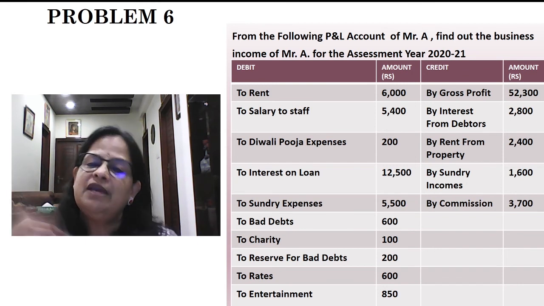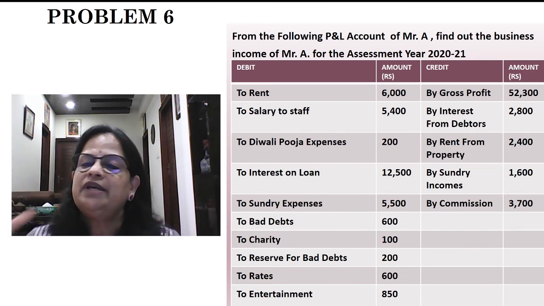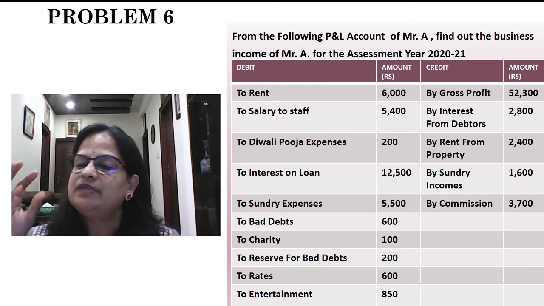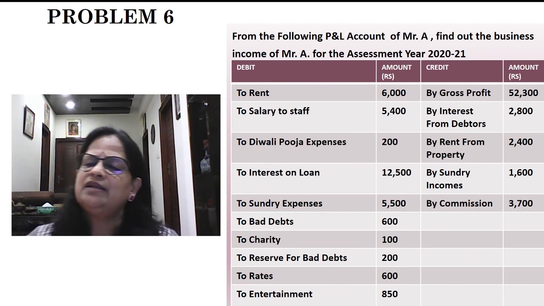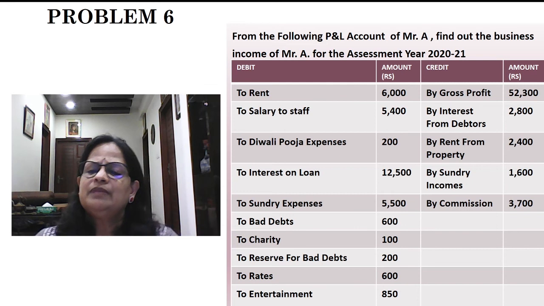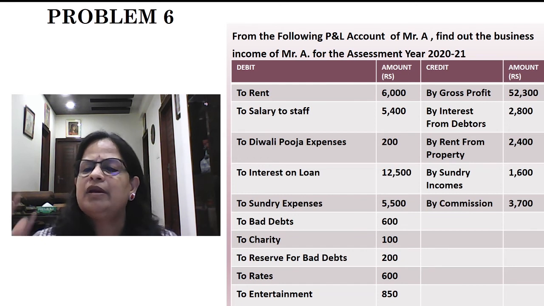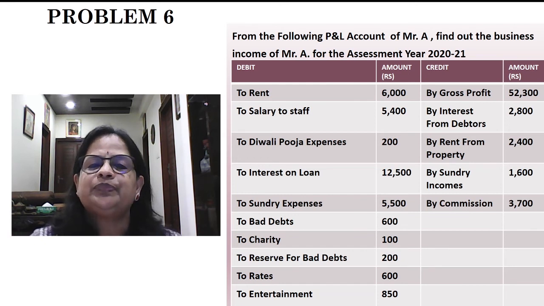If debtors are making payments, we will collect interest. So that is allowed. Rent from property should not be coming under this head of income. It should go to income from house property. Sundry incomes, that is usually selling newspapers, selling any small things, small income that they will get. That is also allowed. Commission is also allowed.